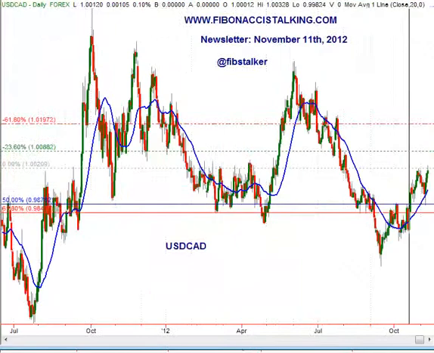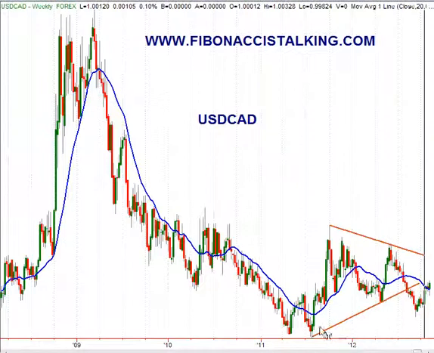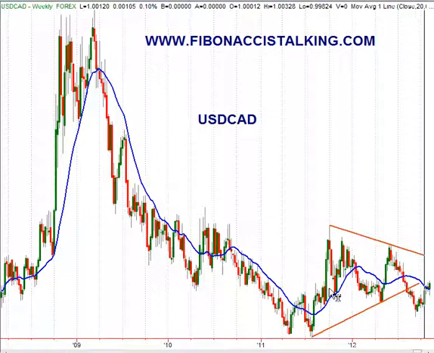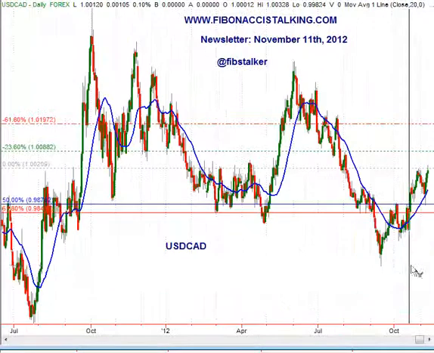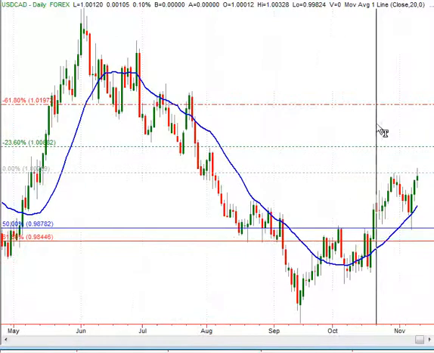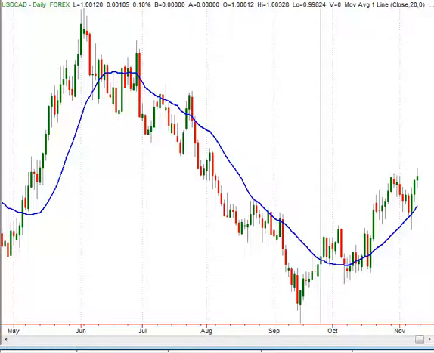And let's move to the Canadian, US dollar versus Canadian dollar, and the weekly chart. We have again this wedge at lows, and we expect lower prices here because we expect the US dollar to be weaker than the Canadian dollar. The Canadian dollar has been relatively stronger than the US dollar, similarly to the Aussie.